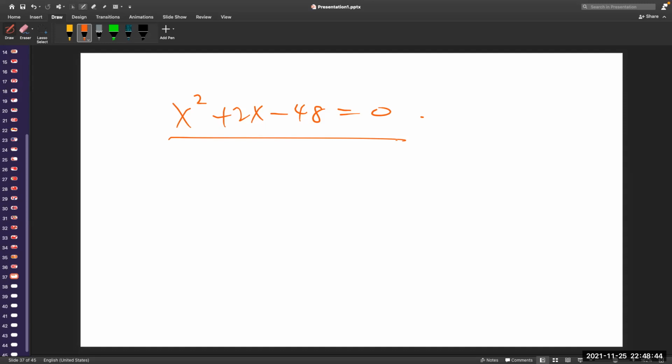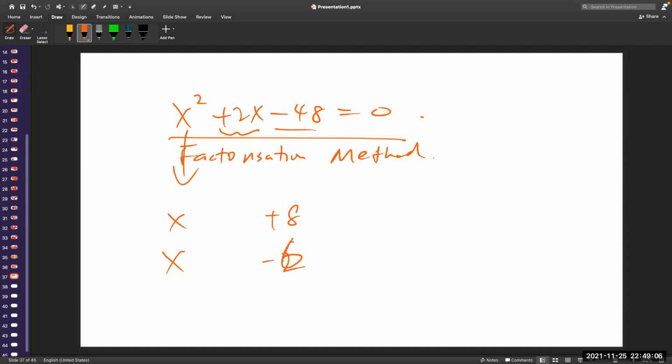What's the method? Split the x. Correct. That's called factorization method. Very good. Okay. So remember, once you have 3 terms, factorization method. How do you get x squared? Xx. How do you get minus 48? Like I say, there is only one combination that can give you plus 2x. And the combination is plus 8 and minus 6.